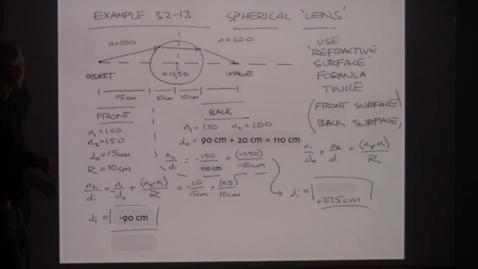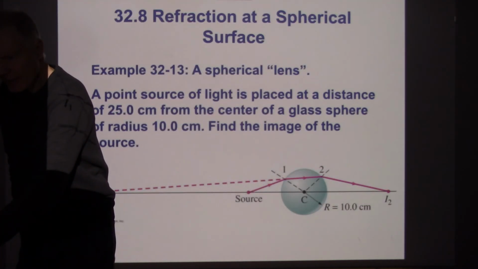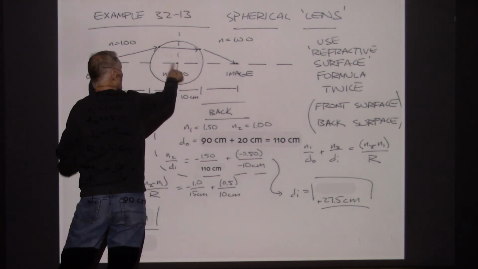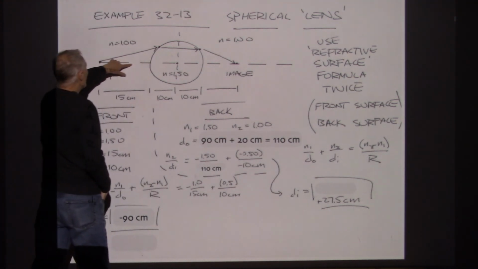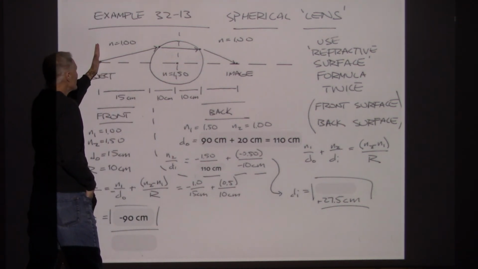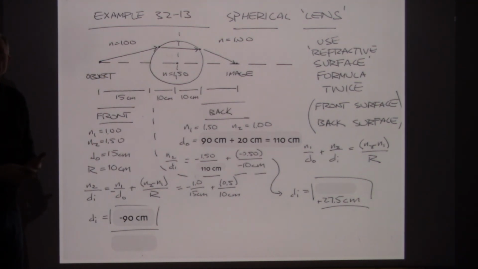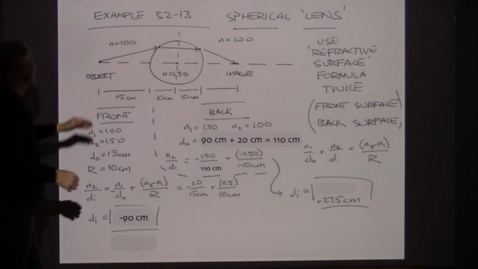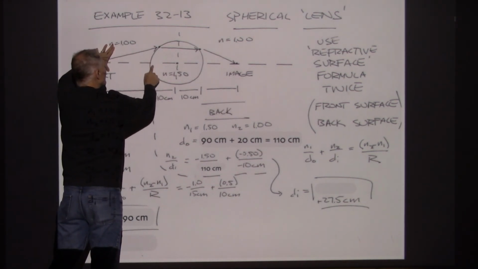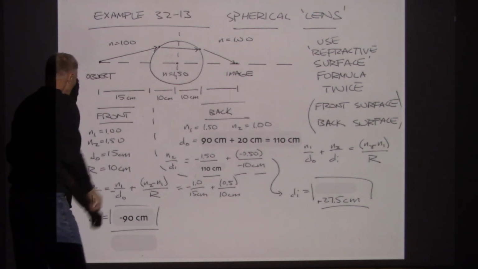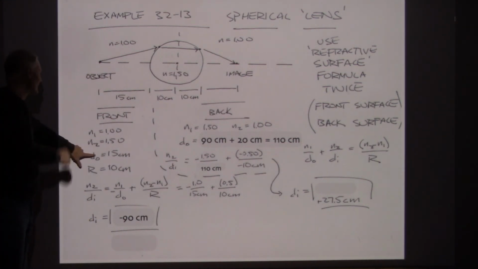What we're told in the example is 25 centimeters from the center. So what they told us is if we measure from the center of the glass sphere, we measure out 25 centimeters, that's where the object is placed. Now, we're going to assume small angles, so we're really thinking of light that reaches this region at the front. So that distance right there is going to be 15 centimeters. And so DO becomes 25 minus 10, which is 15.